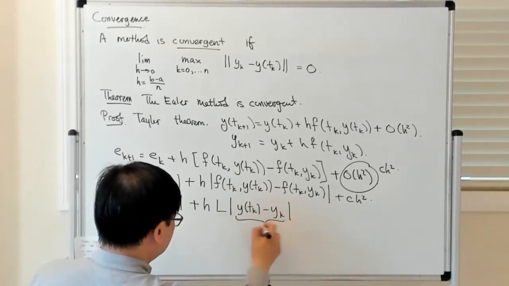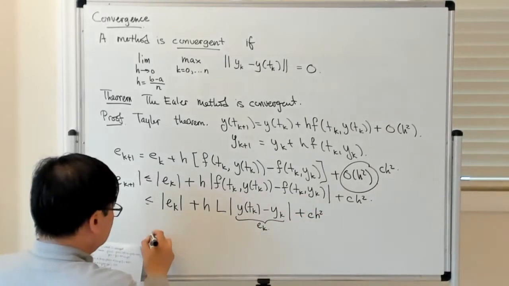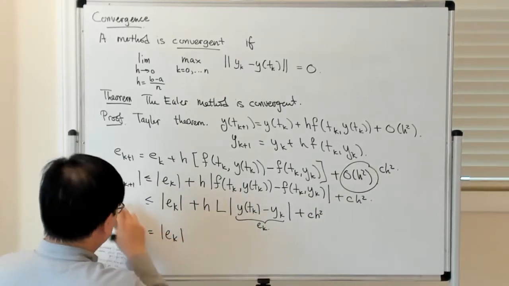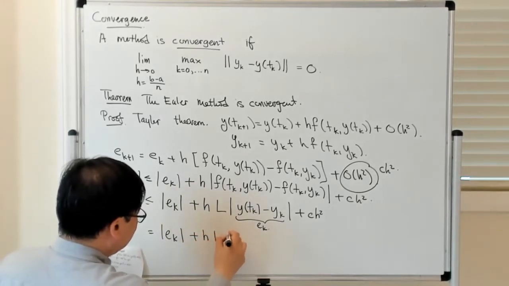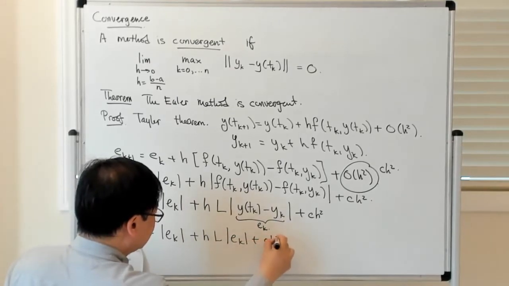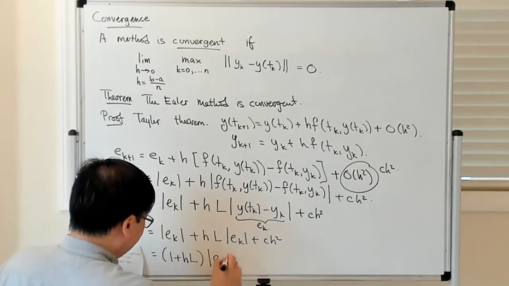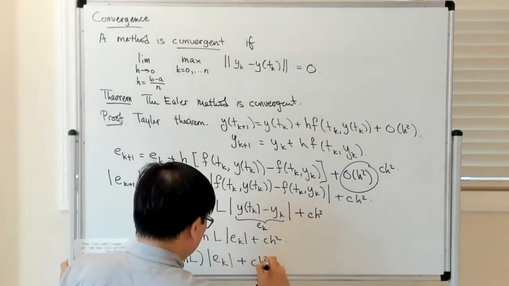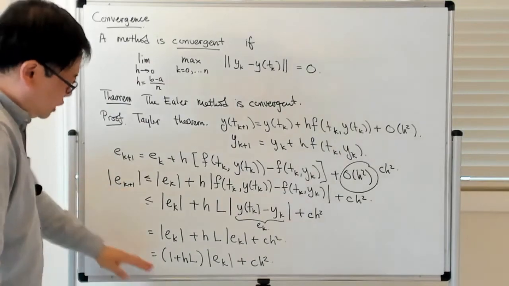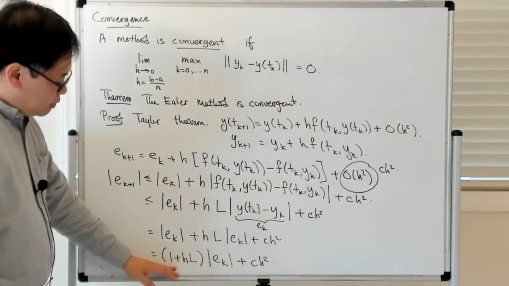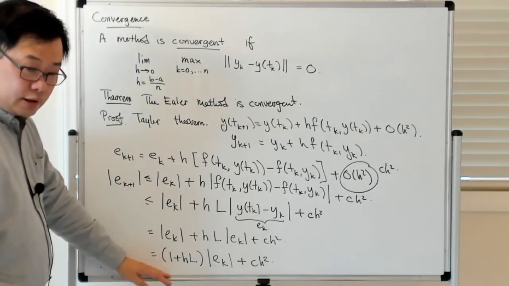This term here is e_k, plus c h squared. So the error at the k plus first stage is less than or equal to the error at the k stage plus h times L times the error at the k stage, plus c h squared. This is of course equal to (1 plus hL) times the absolute value of the error at the k stage, plus c h squared. So now you have an inequality satisfied by the error which looks exactly like the recurrence inequality we had for the discrete Gronwall lemma.